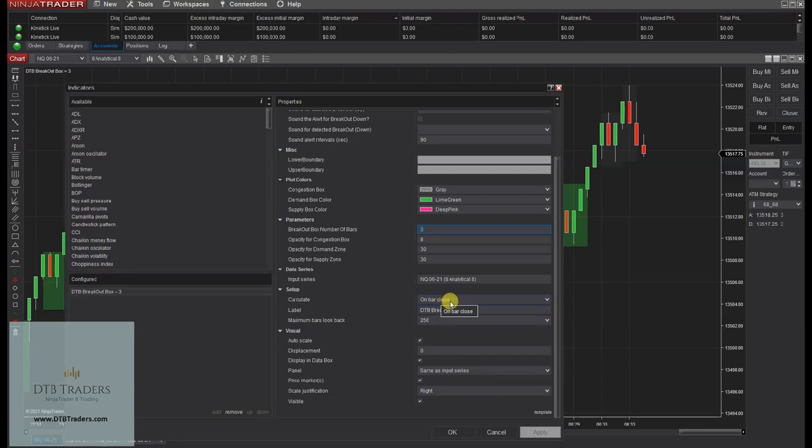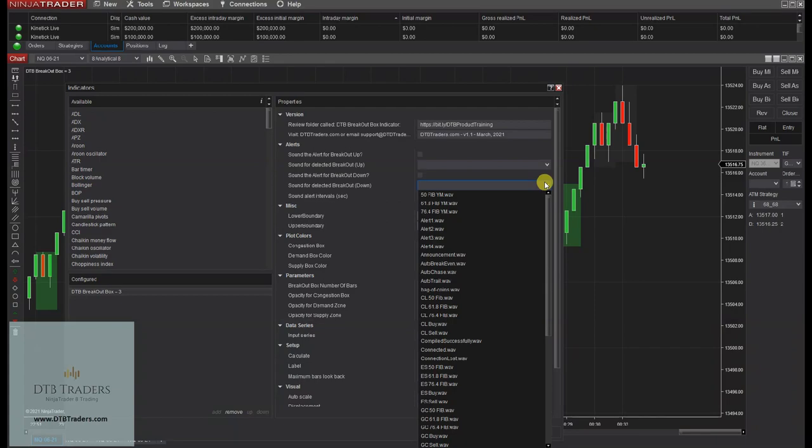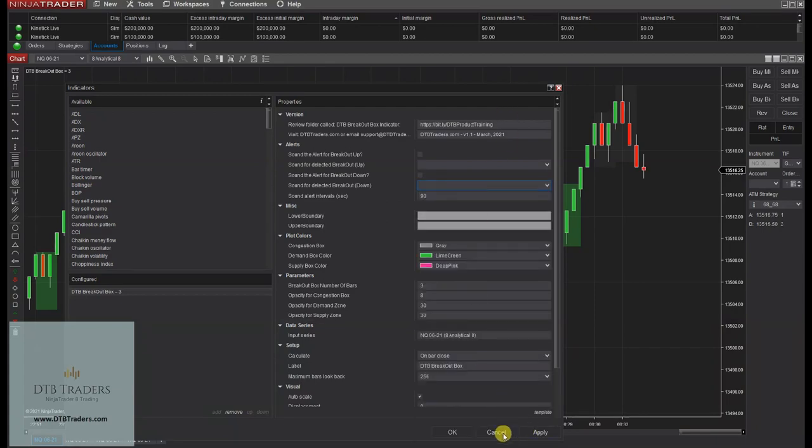It works best on bar close, so you can get that confirmation of that breakout on the bar close. You can also set audible alerts for this indicator to give you a confirmation note once a breakout box has actually occurred. As soon as a green breakout box or a pink breakout box has formed, it can give you an audible alert, and then you can choose your different audible alert.